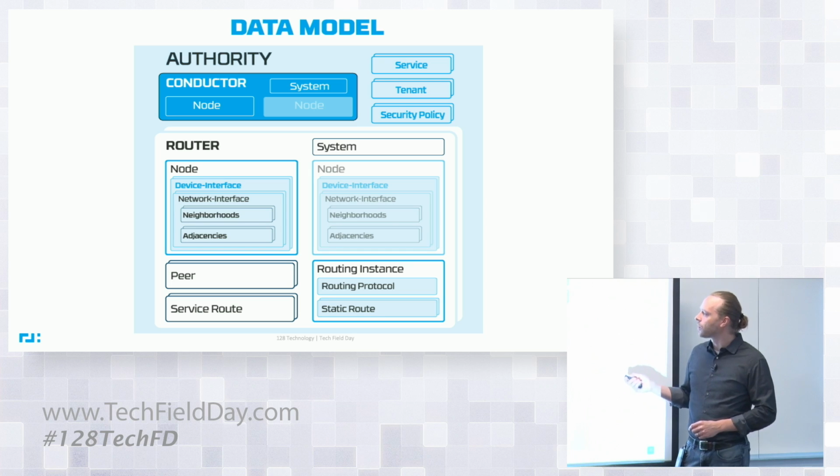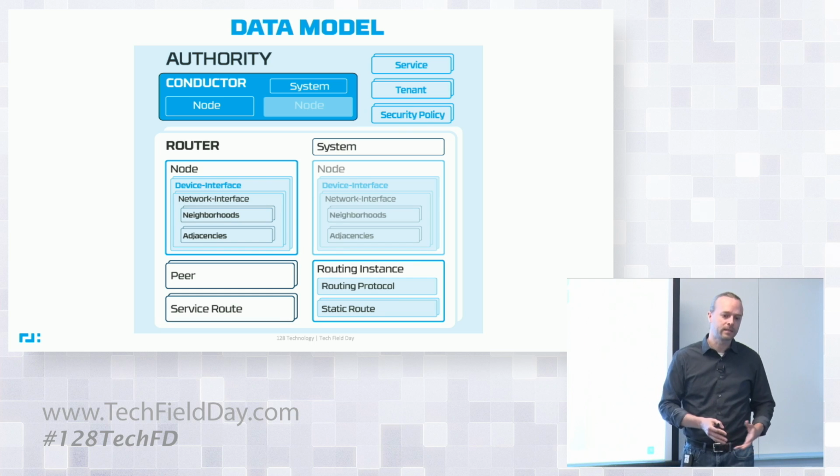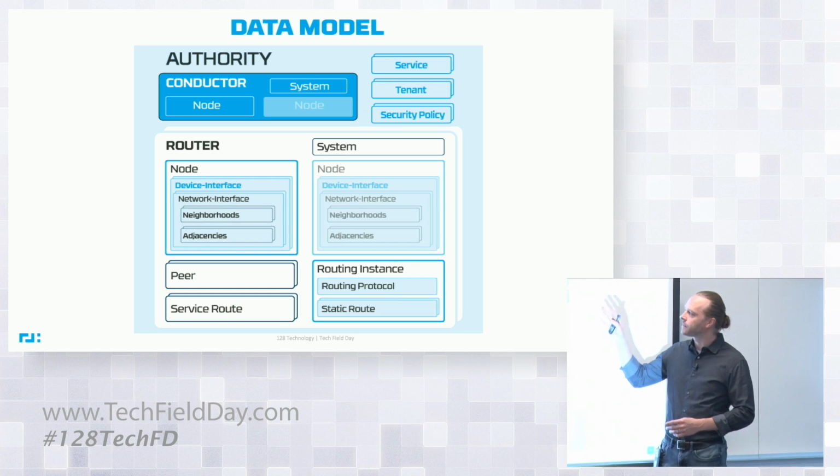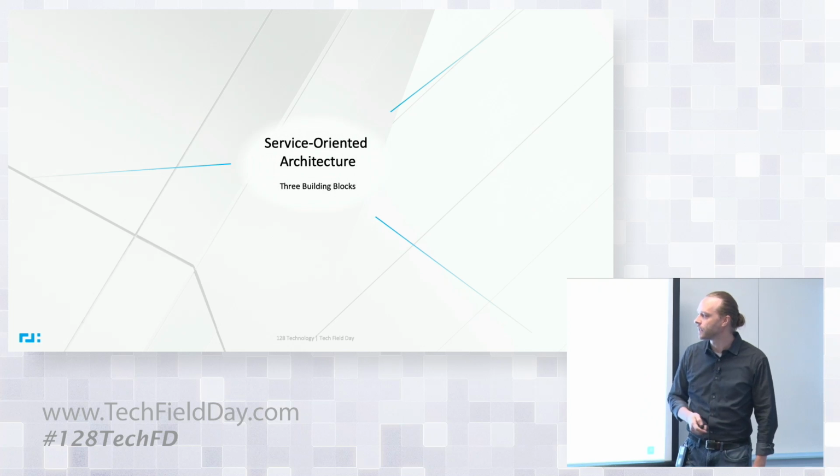And then we have a group of constructs that are local in nature. And what I mean by local is that they apply only to the 128T router instance, while the conductor has the entirety of the view of the configuration for your entire administrative domain. I'll go into each one of those concepts.